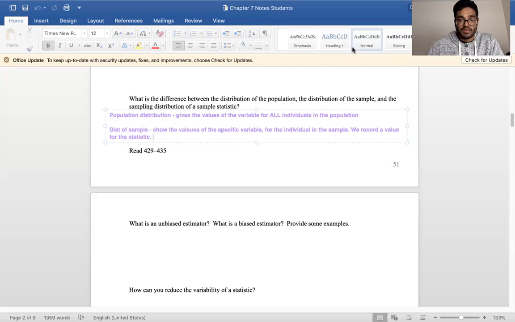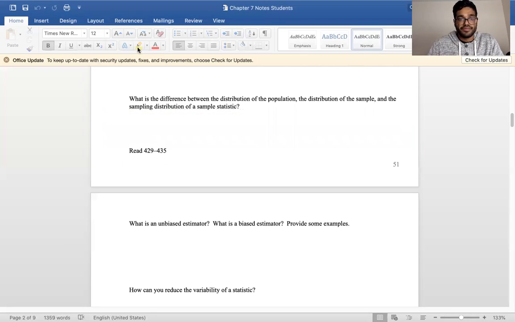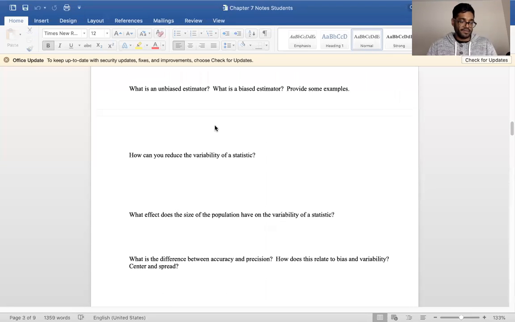Okay, that leads to our next definition, which is an unbiased estimator versus a biased estimator. You can kind of guess what this is just based on the definition or the word. So an unbiased estimator is when your sample statistic is equal to the population mean or population parameter.